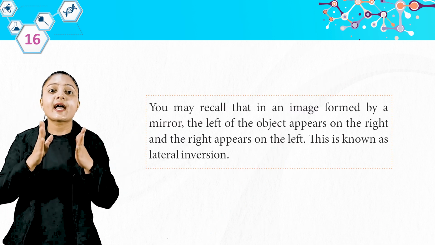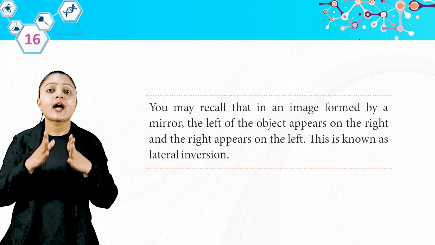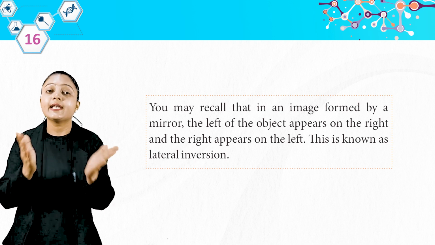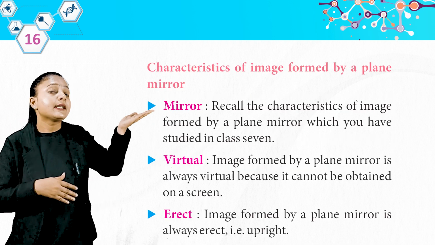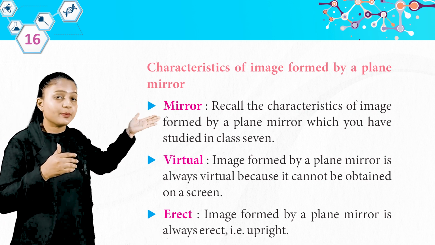You may recall that in an image formed by a mirror, the left of the object appears on the right and the right appears on the left. This is known as lateral inversion. Now, let's see the characteristics of the image formed by a plane mirror.